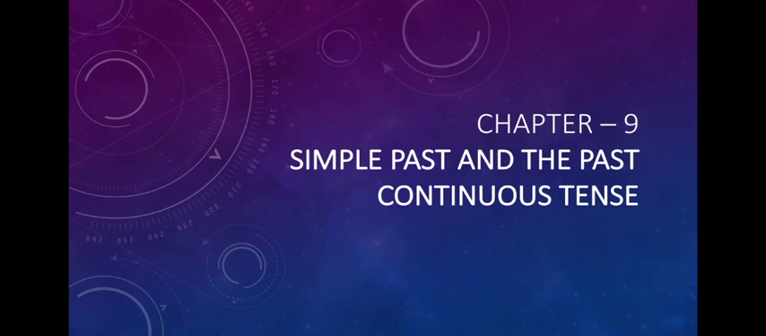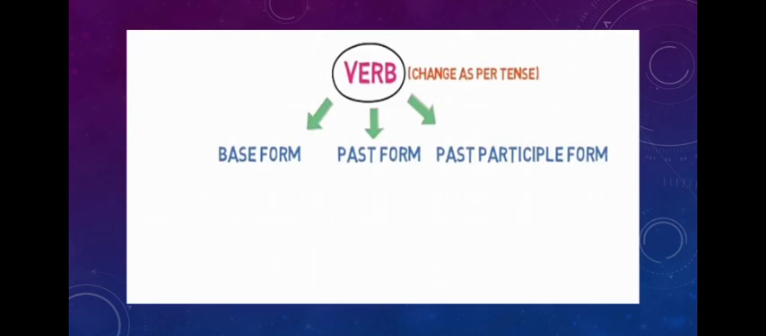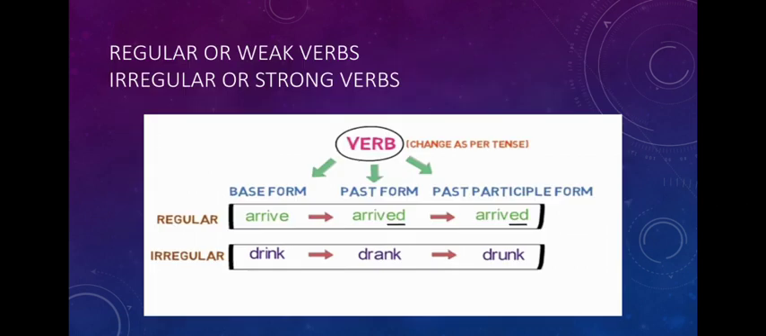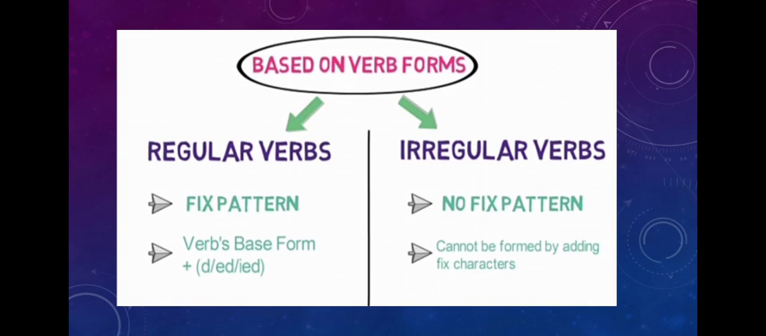Even today, we would be learning Chapter 9, the simple past and the past continuous tense. In our previous explanatory videos, we learned what strong verbs and weak verbs are, right? Now you all know what strong verbs, or irregular verbs, are, and weak verbs, which are also known as regular verbs.